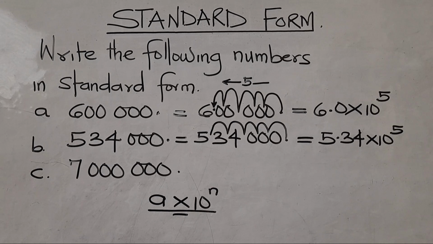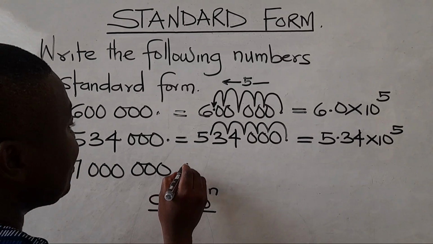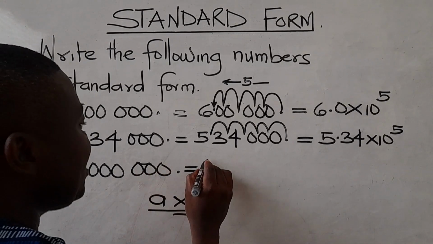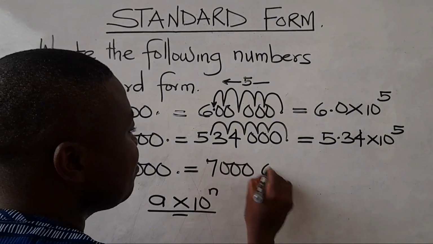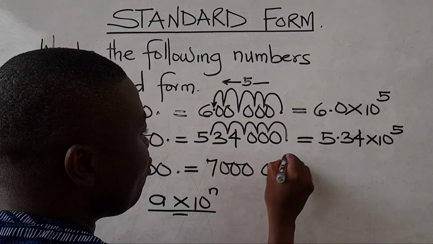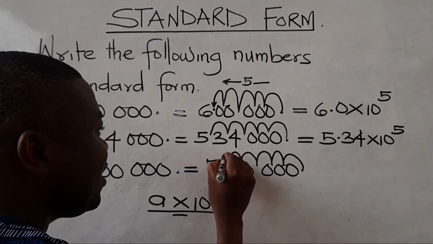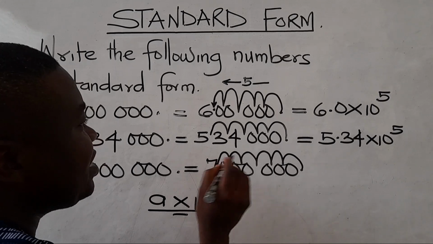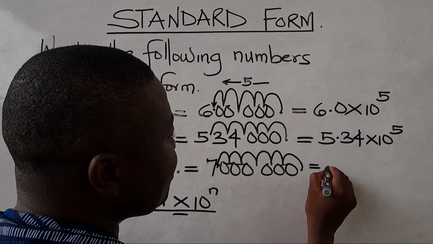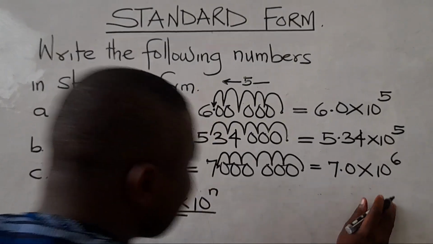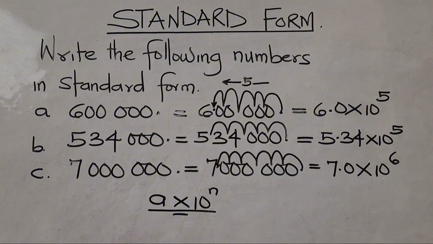Now we move to the last one. We have 7 million, meaning that the point is outside. Let's write it out, 7 million here. 1, 2, 3, 4, 5, 6. We have moved 6 to the left. So 7.0 times 10 to the power 6. This is standard form for large numbers.